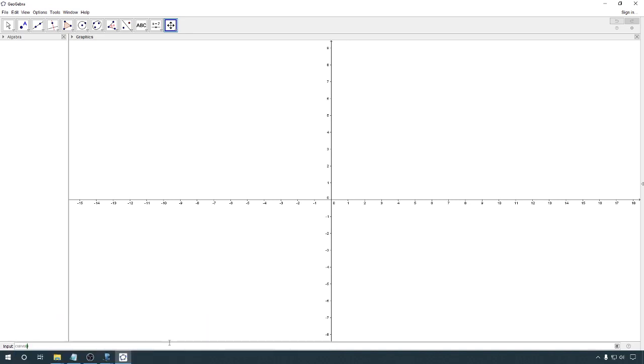GeoGebra doesn't really work too well with polar coordinates. It doesn't recognize r and theta as variables for graphing. What I'm going to do is basically turn r equals cosine of 2 theta into a parametric curve. So remember, x equals r cosine theta, y equals r sine theta. I'm going to replace r with cosine of 2 theta, and I'm going to use t for theta. So cosine of 2t times cosine of t, then cosine of 2t times sine of t, and then t is going to go from 0 to 2 pi.